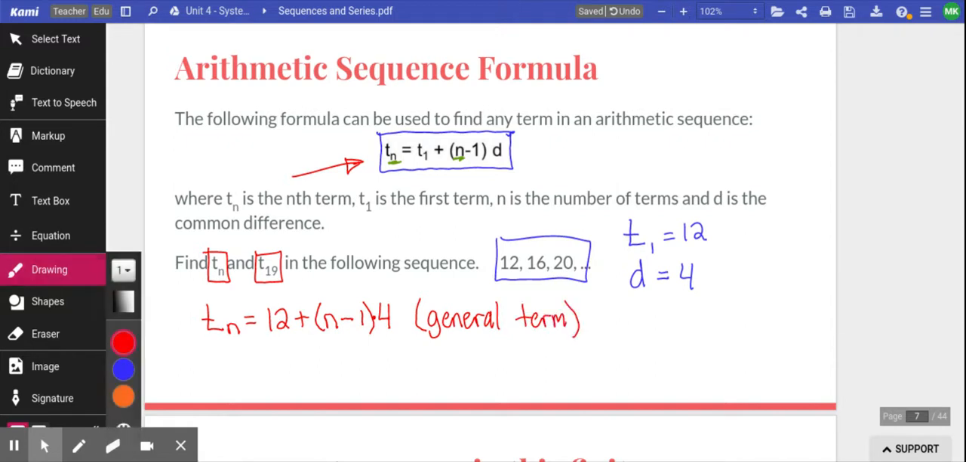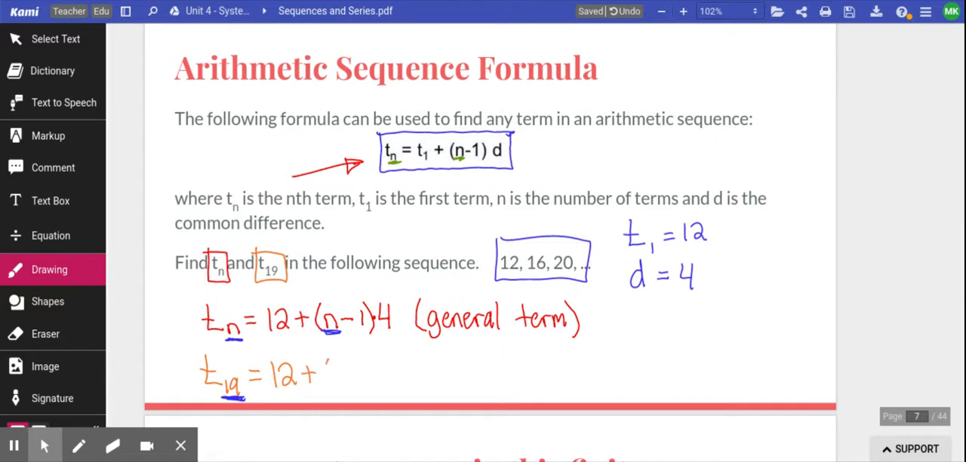We can use that general term, that formula, to calculate T of 19, which is what it now asks for. So to calculate T of 19, we now change n to be 19. And we do that throughout the whole question. So this would become 12 T of 1 plus 19 minus 1 times 4.